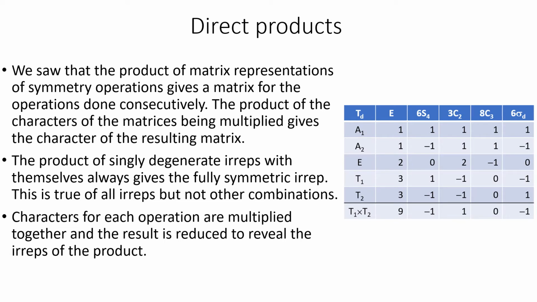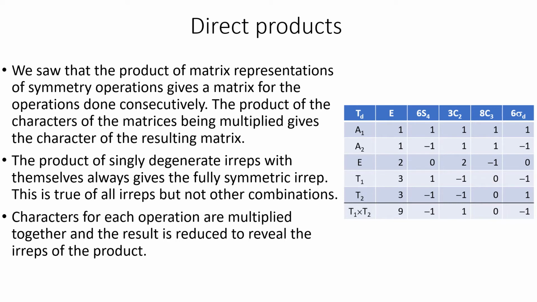So here's a character table. I'm going to show you here the direct product of T1 and T2. T1 and T2 are both triply degenerate irreps, so their dimension is 3. And one thing we'll find is that when you multiply the direct products together, the result has the product of the dimensions. So if you multiply a 3-dimensional irrep by a 3-dimensional irrep, the product is 9-dimensional. And this follows from the fact that we're multiplying the characters together, because of course the dimension of the irrep is the character under the identity operation.